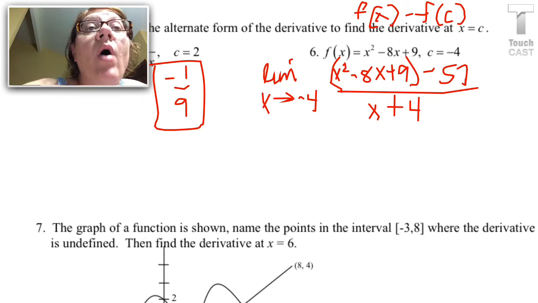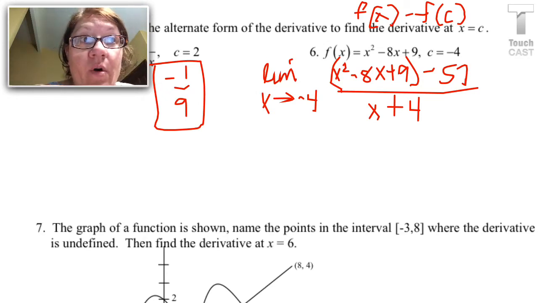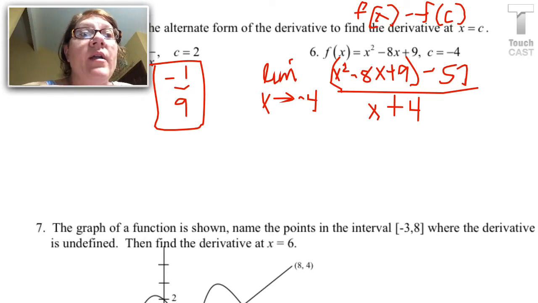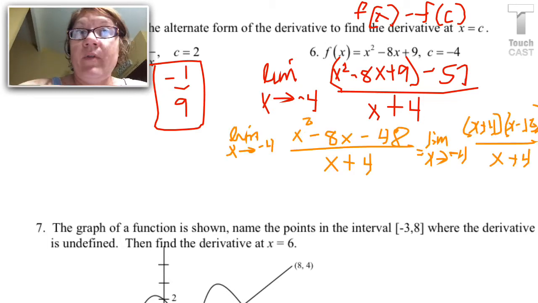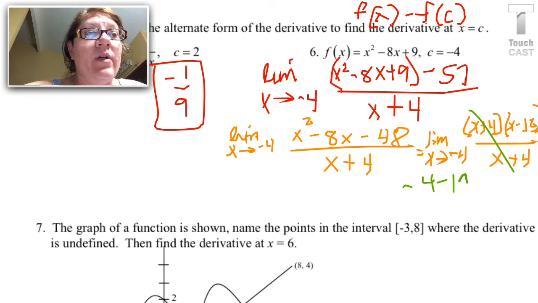And so you can see I have a problem. I can't plug in -4 because it'll cause it to be 0. So I got to do some simplifying on top. So there I did some simplifying, combine like terms, and then I went, oh my gosh, I can totally factor that. And now that I've factored it, look, magic happens. It took care of my problem. Now I can plug in -4, so I'll have -4 minus 12, which is -16.